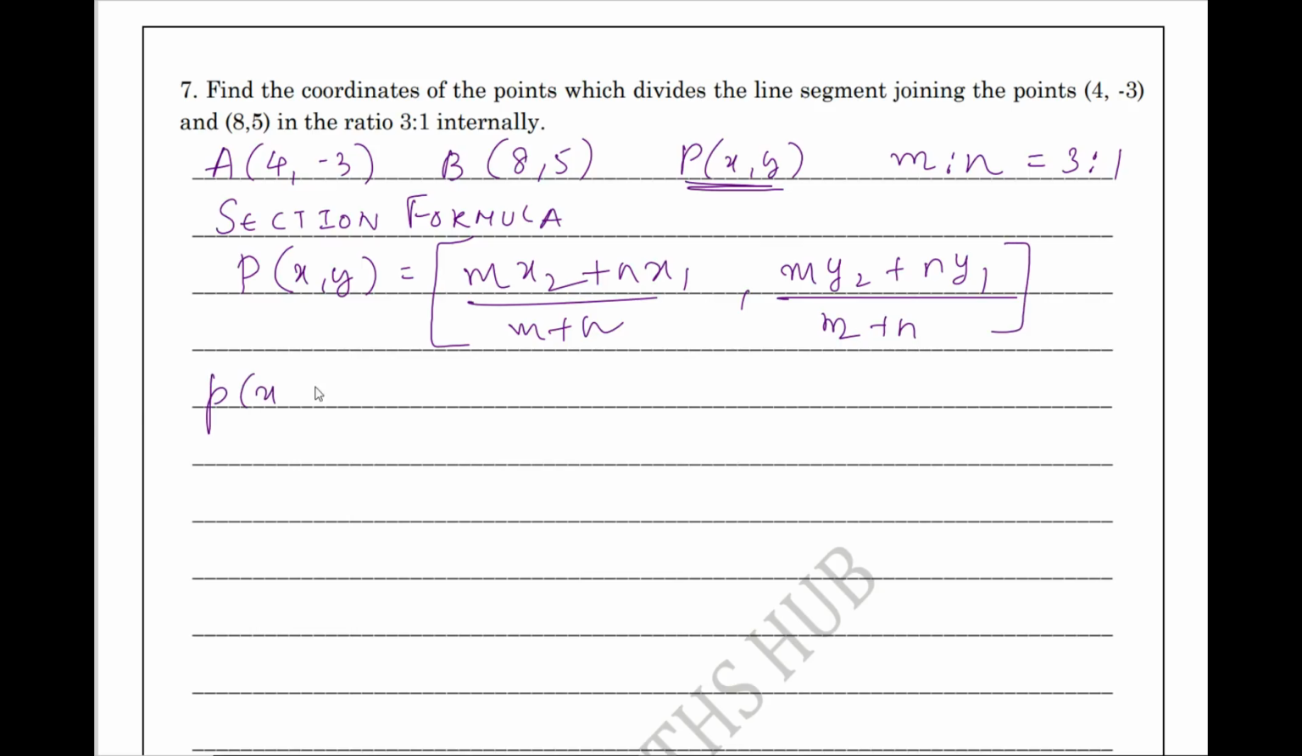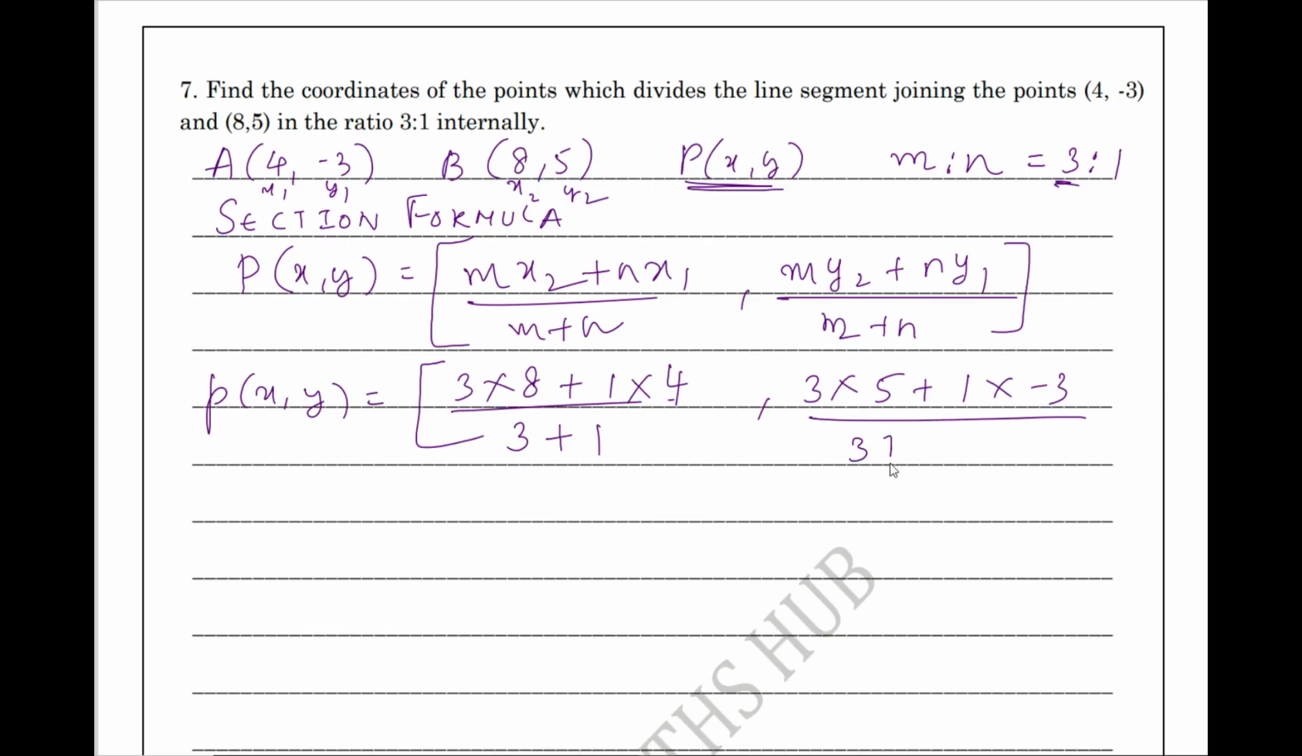Now try to substitute the values of m, n, x1, y1 and x2, y2. I'll take this as x1, y1 and x2, y2. Now P of (x, y) equals, what is the value of m? It is 3. 3 into x2, which is 8, plus n, which is 1, into x1, which is 4, divided by m plus n, 3 plus 1. Comma, m value is 3, y2 is what? y2 is 5, plus n is 1, y1 is minus 3, divided by 3 plus 1.